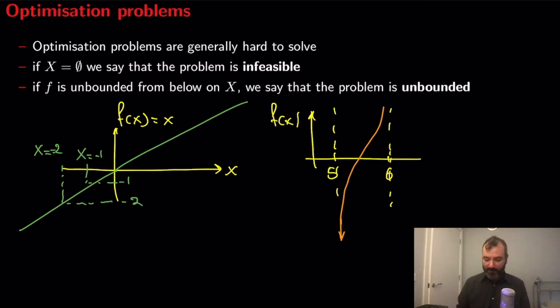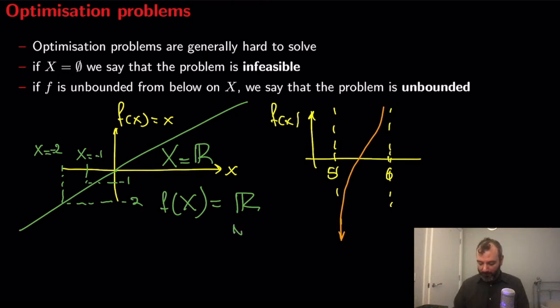And not only that you can decrease the cost forever, but what is f of big X if big X is R? It is equal to the real line. And the real numbers have no lower bounds. f of x has no lower bounds. f of big X has no infimum. This is an unbounded problem that doesn't have an infimum.